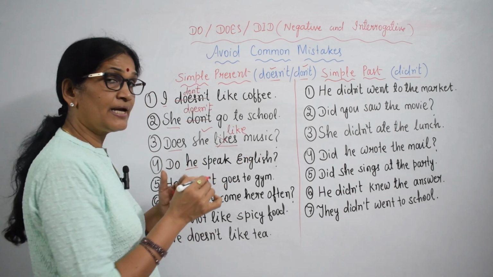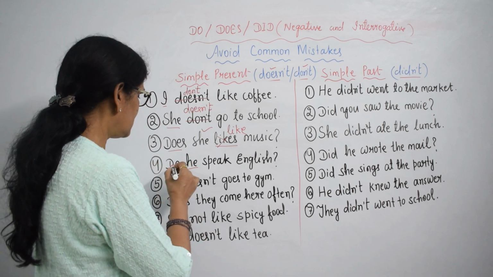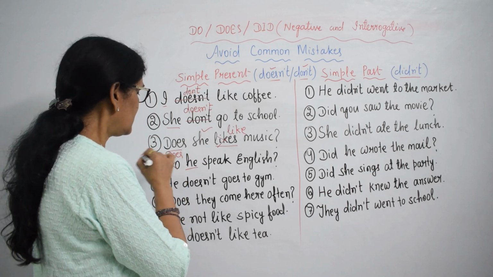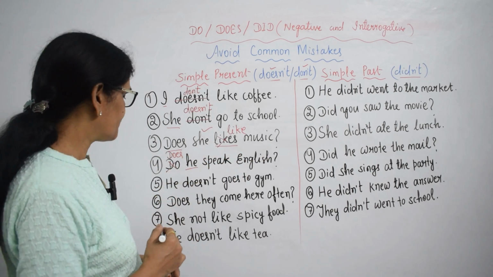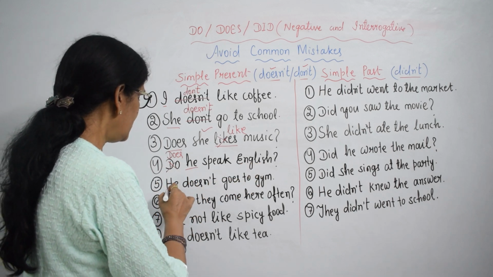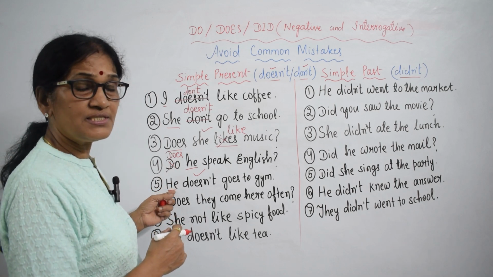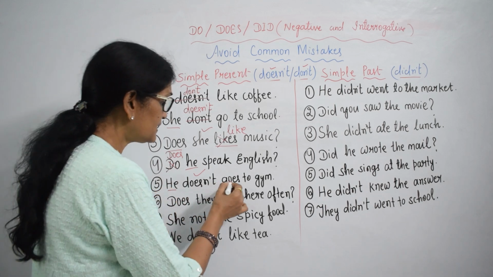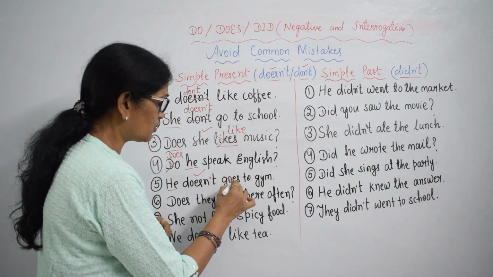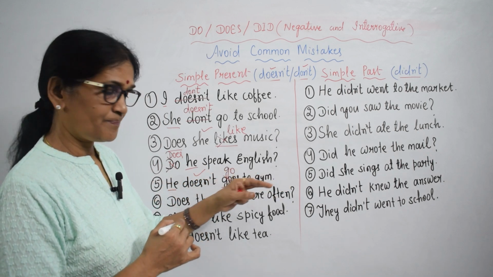"Do he speak English?" Subject he agrees with does, not do. Third person singular subject. So instead of do, does. Does he speak English? "He doesn't goes to gym." Here he agrees with doesn't, because this is a third person singular subject. But the main verb goes should be the base form of the verb, not goes. This is go. He doesn't go to gym.